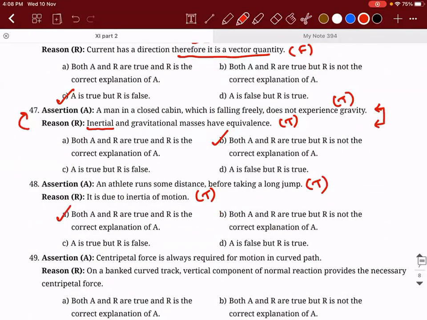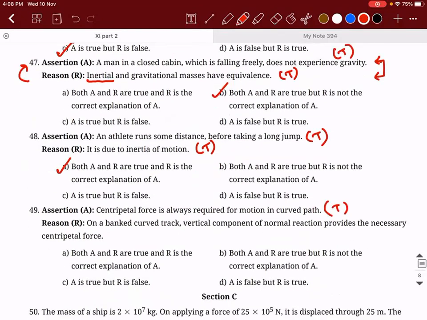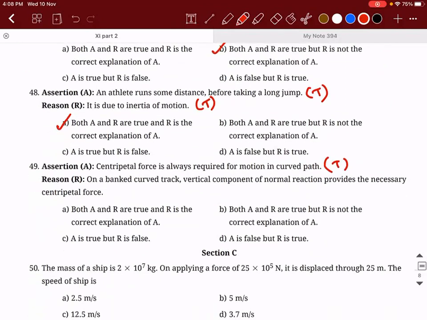Centripetal force is always required for motion in a curved path. Is it right? Yes, sir, it is. On a banked curved road, the vertical component of normal reaction provides the necessary centripetal force. False. It is the horizontal component.